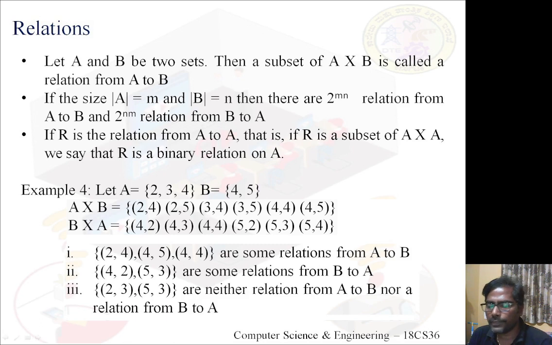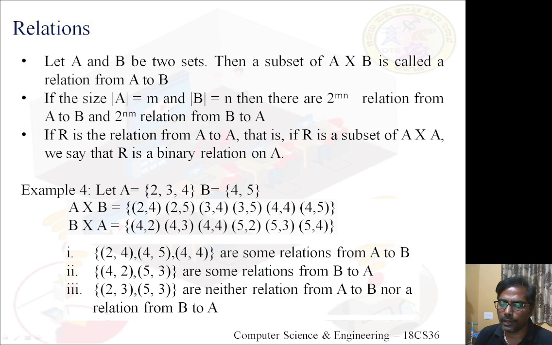Those elements of set A which are related to elements of set B, I can represent as an ordered pair. If there exist some elements of set A related to some elements of set B, I can represent them as an ordered pair A comma B.